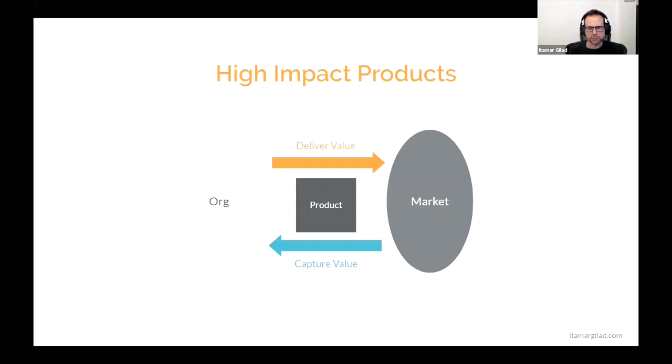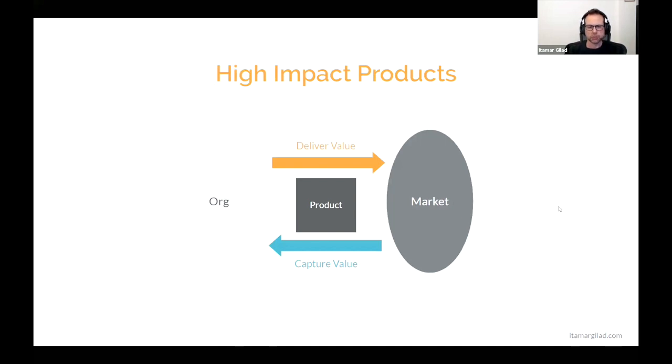For me, a high impact product is one that enables us to deliver a lot of value, hopefully to a large market. And in turn, it also helps us capture value back. Ideally, these two things go hand in hand, so we create some sort of virtuous loop where we both deliver lots of value and capture lots of value back. With that definition in mind, the next question is, what do product managers do in this picture?